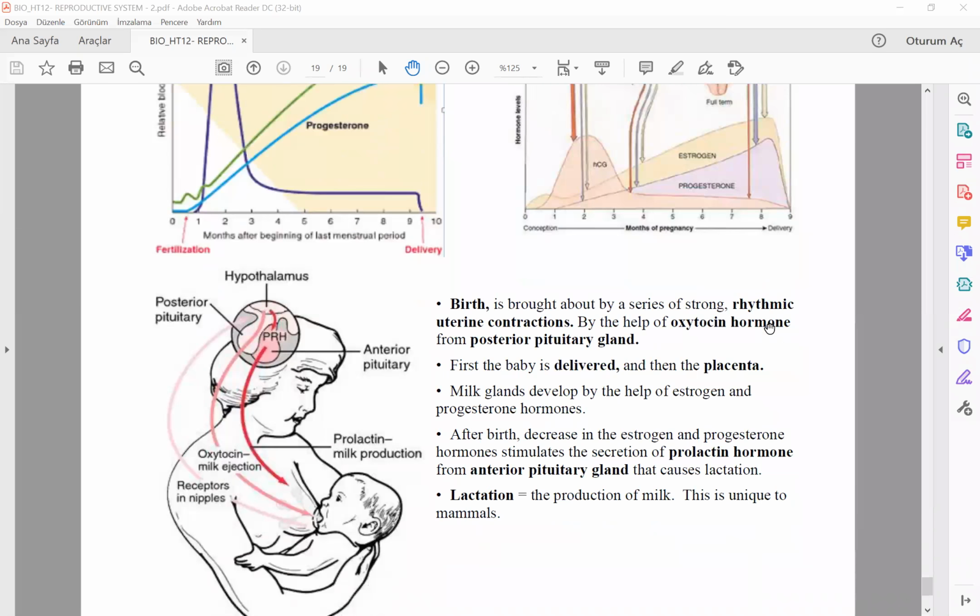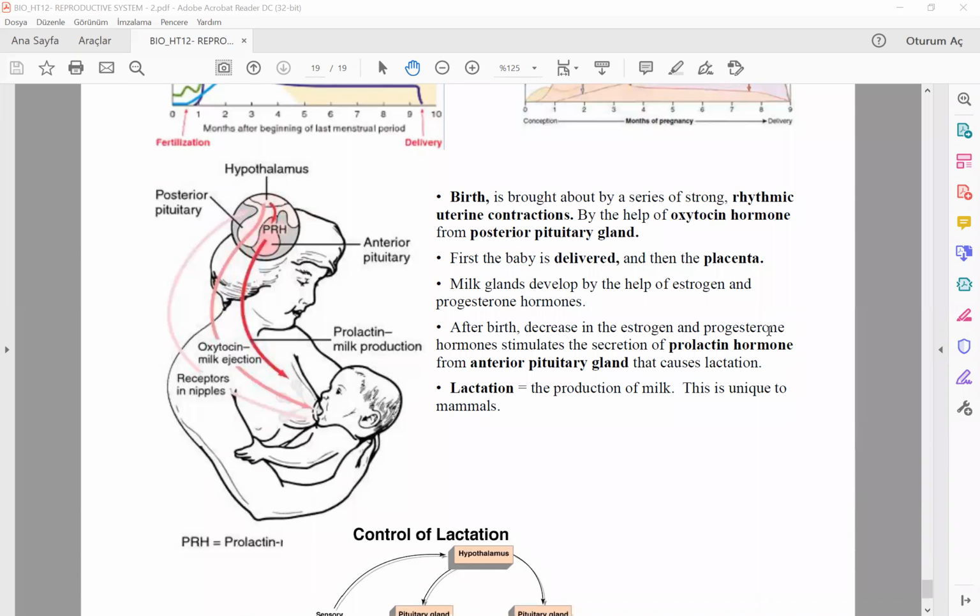Birth is brought about by a series of strong rhythmic uterine contractions with the help of the oxytocin hormone. It's secreted from the posterior pituitary, but it is synthesized in the hypothalamus. First the baby is delivered, and then the placenta. Milk glands develop with the help of estrogen, progesterone, and also prolactin hormone. Prolactin is the hormone secreted from the anterior pituitary, and it causes lactation.